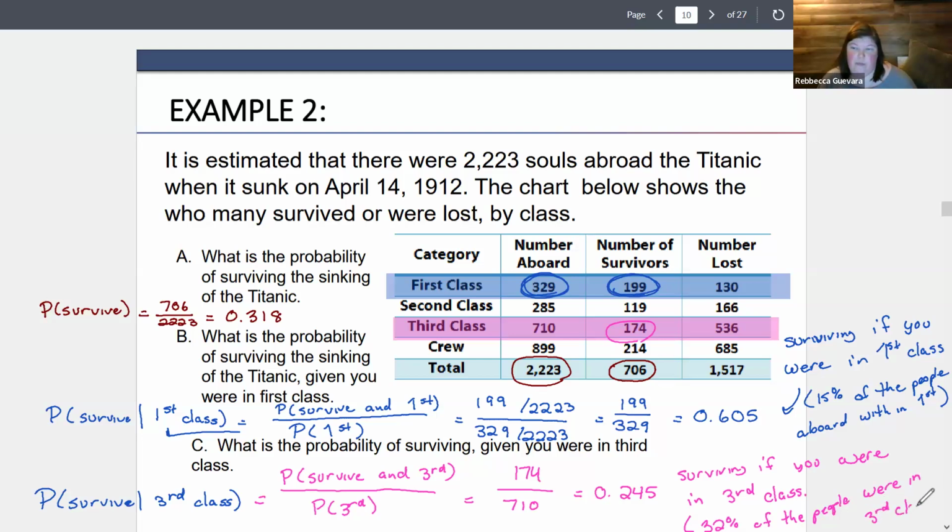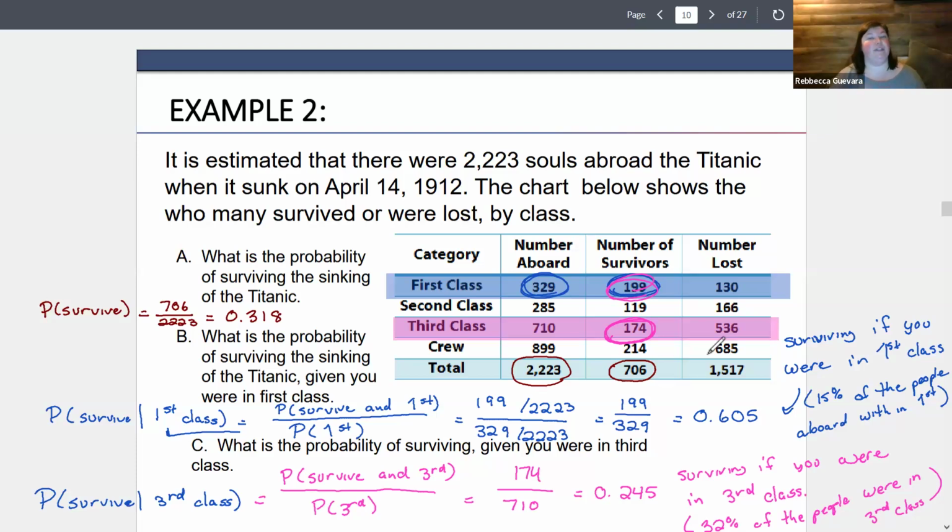So when you look straight at the numbers, it looks like about the same number of people in third class and first class survived. But really, when you look at the actual statistics, the conditional probabilities, your chances of survival were much different. Where we might have almost the same amount of people in third class and first class survive, if you were in first class, you had a 60% chance of surviving. If you were in third class, you only had about a 25% chance of surviving.